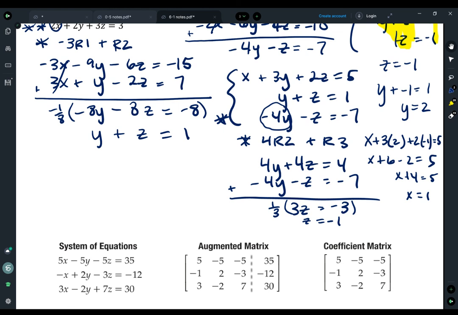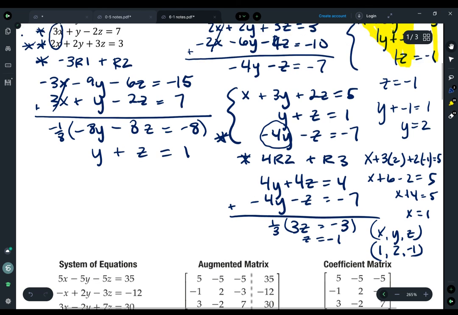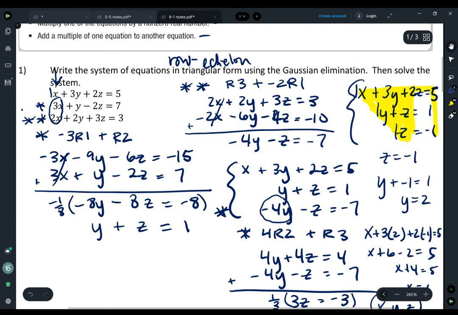When we had ordered pairs, we did x comma y, and since we have 3 here, we need x, y, z, an ordered triple. So we don't have a pair, we have 3, and it'll be 1, comma, 2, comma, negative 1. So there's our answer. We used Gaussian elimination. We had that triangle going on, and then we used back substitution to find our final answer. So this was the back substitution part. And then Gaussian elimination was getting it into this triangle, which is that row echelon form. So just overviewing vocab again there.